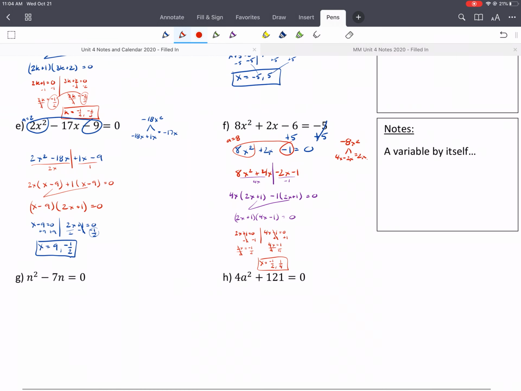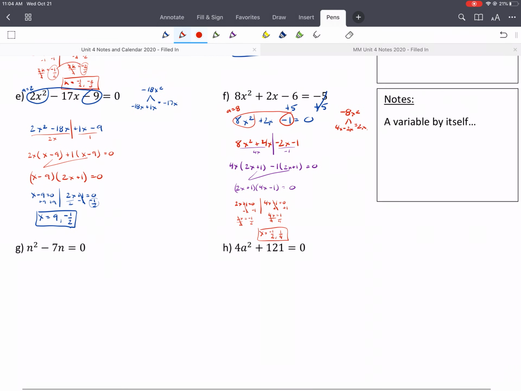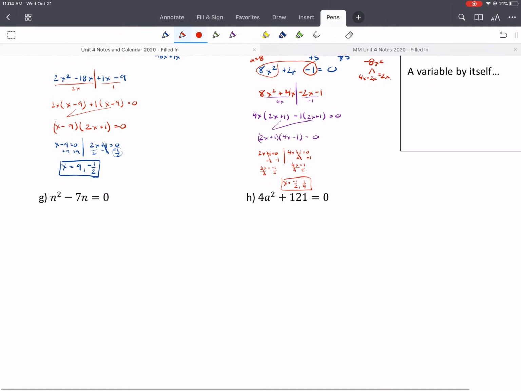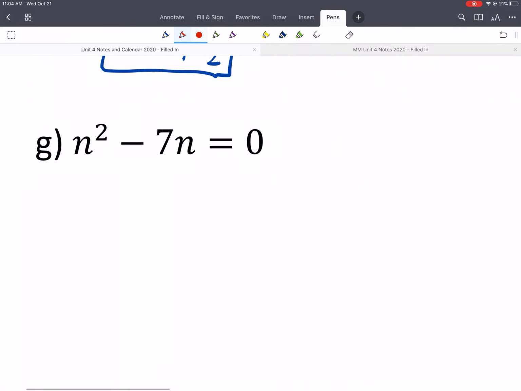All right, I'm hoping this is helping or making sense. I mean, the solving part is fairly straightforward, and if you already know how to factor, then this should be not too bad, okay? If you're struggling with factoring, please again come talk to me.